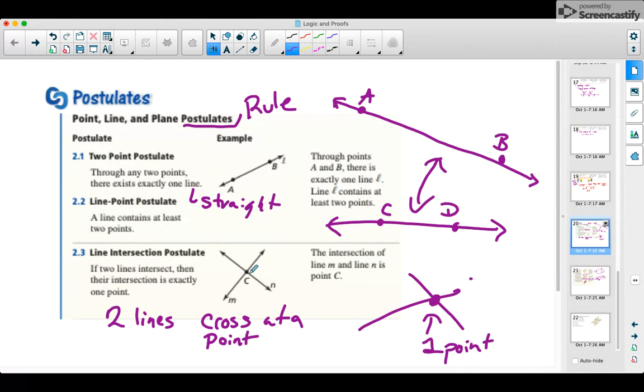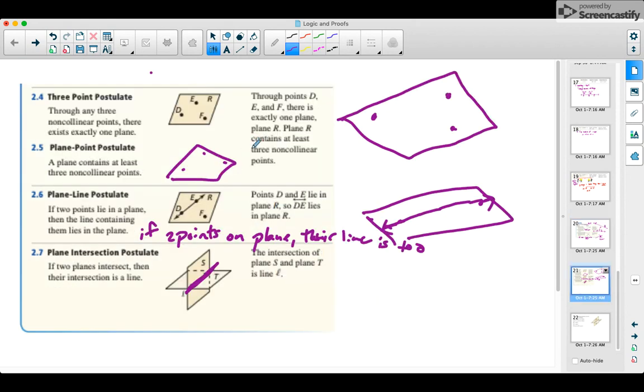If 2 lines cross, they cross at a point. If I have a plane, it has 3 points on it. If I have 3 points, they lie on a plane. If there are 2 points that are on a plane, then their line has to be also. And if I have 2 planes that cross, they cross at a line.